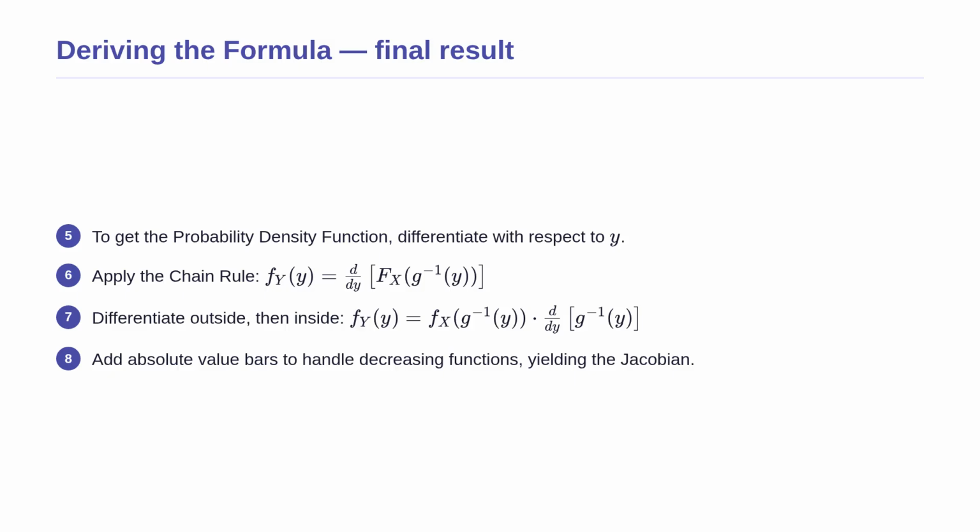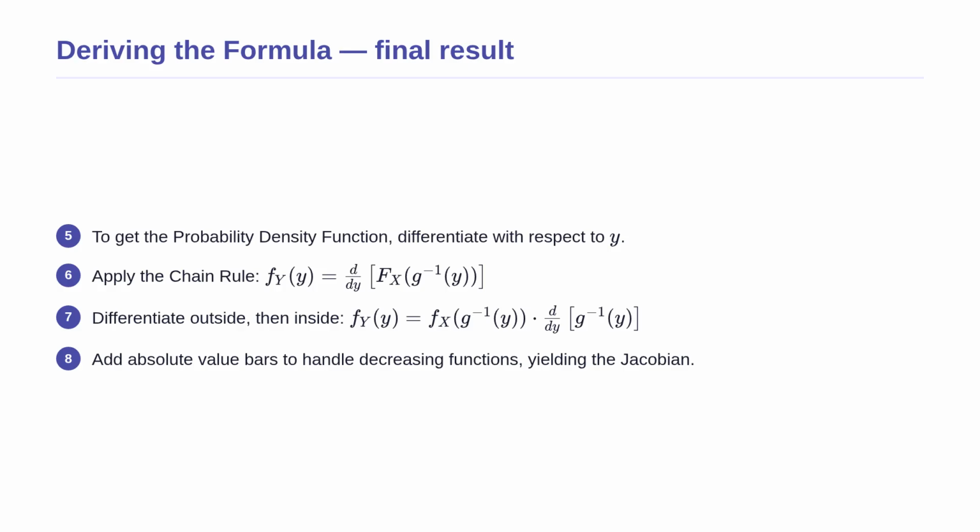Continuing our derivation, we have the CDF, but we want the probability density function. To get a PDF from a CDF, we must take the derivative with respect to y. Because we have a function inside another function, we must use the chain rule from calculus. We first take the derivative of the outside function, which gives us the original PDF. Then we multiply it by the derivative of the inside inverse function.